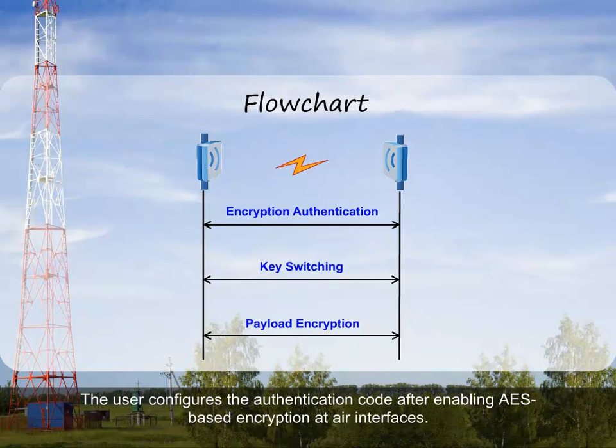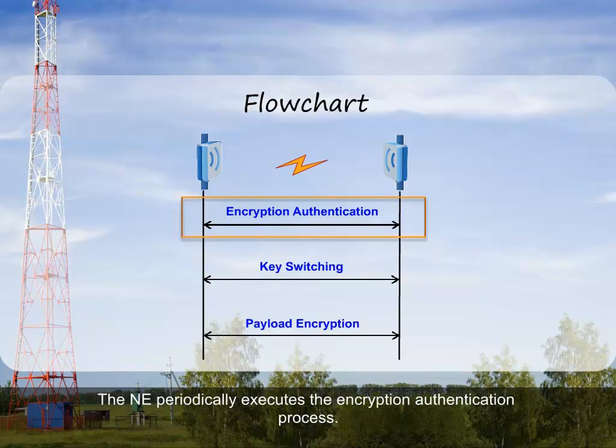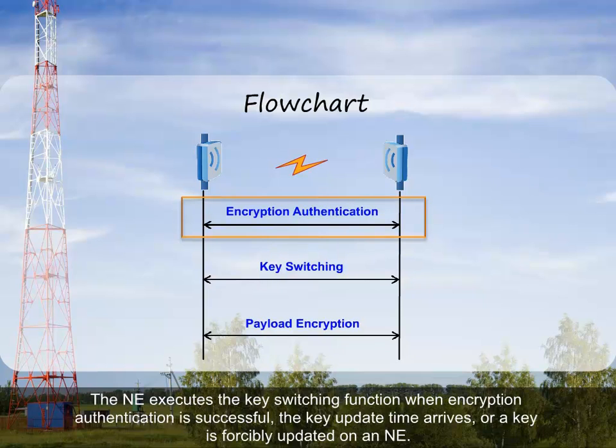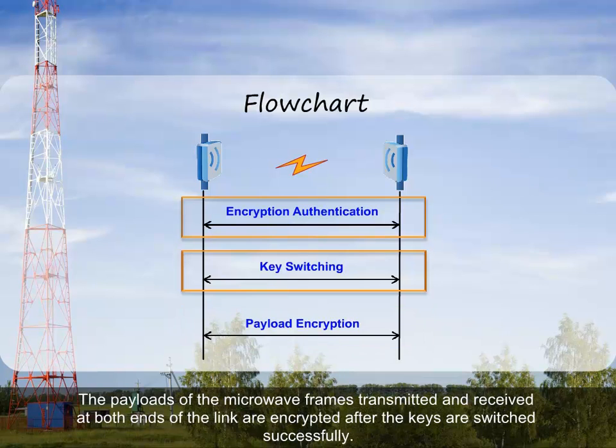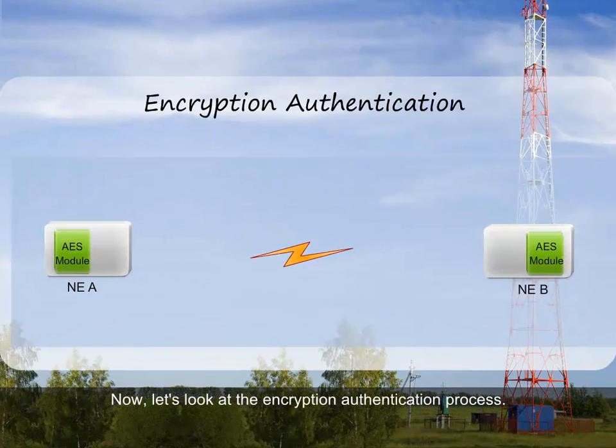The user configures the authentication code after enabling AES-based encryption at air interfaces. The NE periodically executes the encryption authentication process. The NE executes the key switching function when encryption authentication is successful, or when the key update time arrives, where a key is forcibly updated on an NE. The payloads of the microwave frames transmitted and received at both ends of the link are encrypted after the keys are switched successfully. Now, let's look at the encryption authentication process.